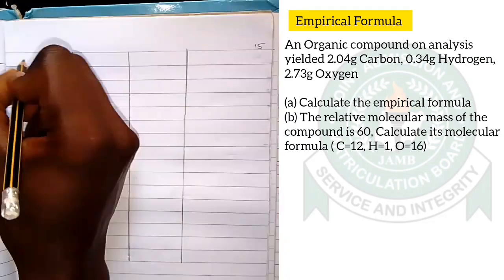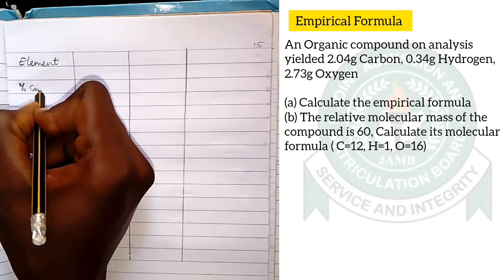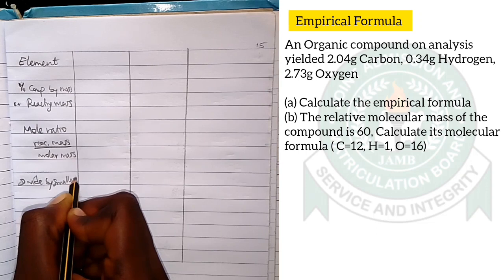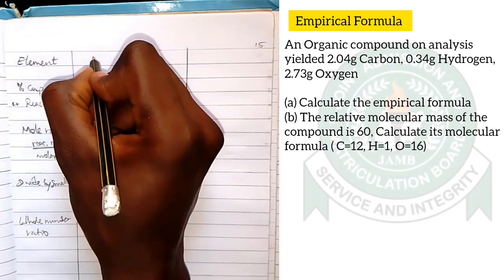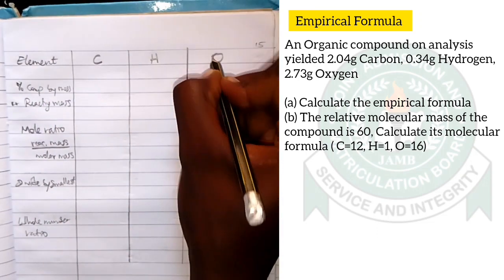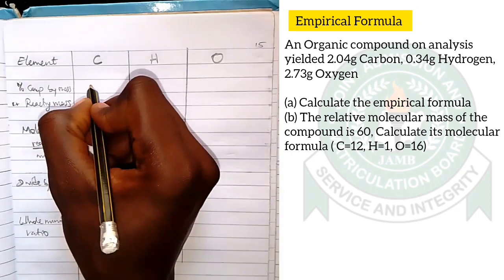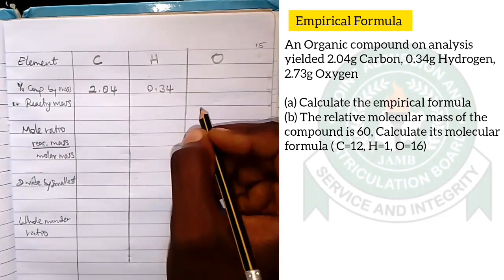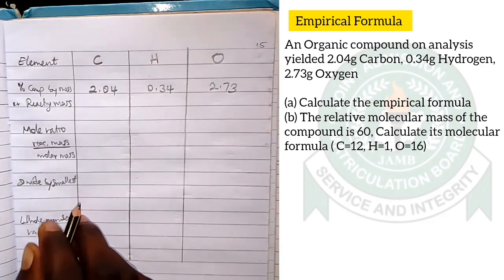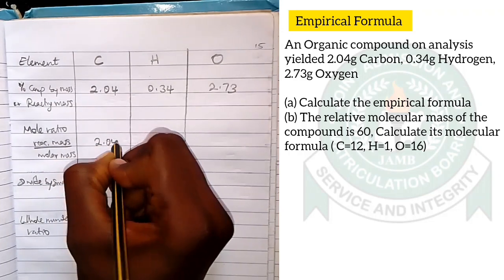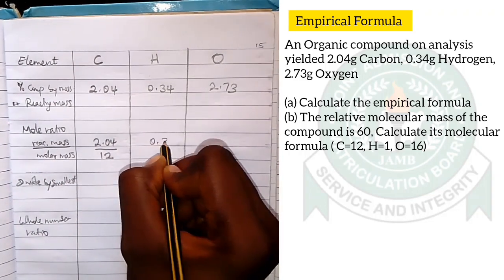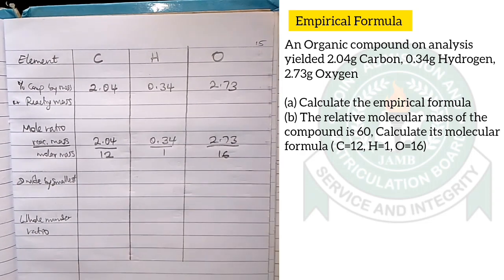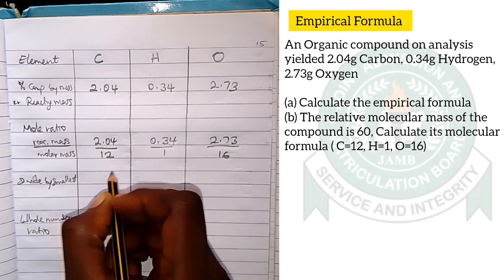An organic compound on analysis yielded 2.04 gram carbon, 0.34 gram hydrogen, 2.73 gram oxygen. A, calculate the empirical formula. The first element is carbon, then hydrogen, then oxygen. Present composition by mass, or just simply the reacting mass: 2.04 for carbon, 0.34 for hydrogen, and 2.73 for oxygen. So the mole ratio now, we divide 2.04 by 12 for carbon, 0.34 divided by 1, and 2.73 divided by 16, since 16 is the relative atomic mass of oxygen.